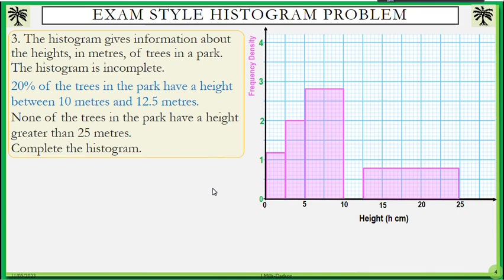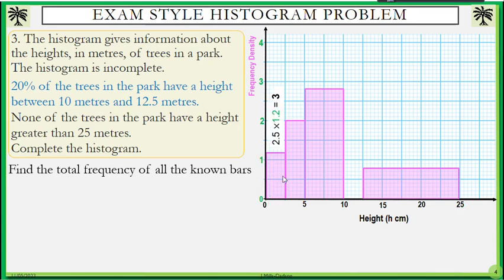But the first thing you need to remember is that we've not been given the total number of trees, but from the histogram that is drawn, we can work out the frequency of each of the classes. And frequency is just equal to the frequency density times the class width. So let's find out the frequency for each of the bars. Try to understand the scale. This one is 2.5 times 1.2, because the class width is 2.5 and the height is 1.2, that is 3. This one is 2.5 times 2, that is 5. So you do that for all the known bars.